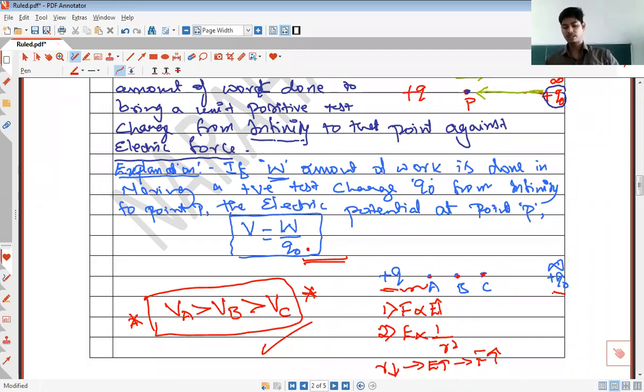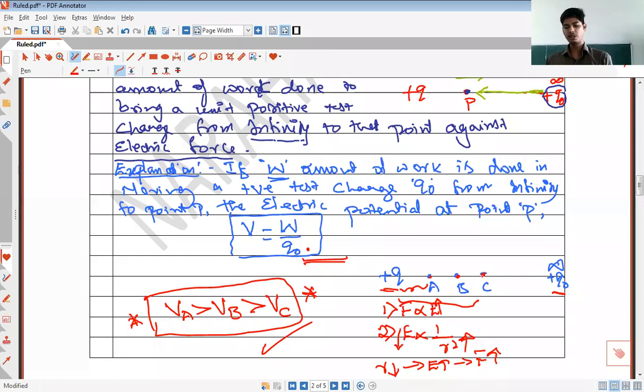And if I have a test charge, say plus Q naught, at infinity, and I have to move this test charge Q naught from infinity to, say, point C, I will have to do very little work because point C is at a large distance from the source charge. The more the distance, the less is the electric field, isn't it? Electric field is inversely proportional to the square of the distance. The more the distance, the less is the electric field strength.